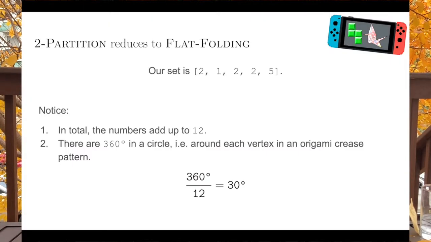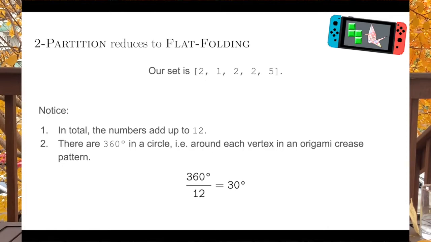Okay, now this is where it gets really exciting. So it turns out that we can reduce the two-partition problem to an instance of the flat folding problem. That is, we can convert our two-partition problem into an origami crease pattern, so that if it's possible to fold the origami crease pattern, then we know that it's possible to split the list of numbers into two groups. To see how to do this, let's walk through the process for our previous example of 5 numbers.